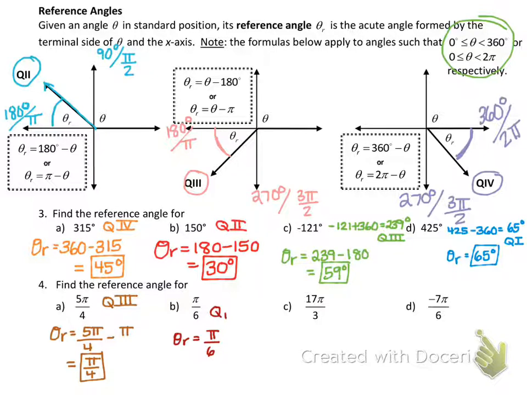17 pi over 3. Well, 17 divided by 3 is more than 2, so we know that we need to find our coterminal angle first. So to do that, we're going to take 17 pi over 3, and we actually have to subtract 2 pi twice to get in between 0 and 2 pi. So this gives us 5 pi over 3, which is in quadrant 4. So now we know that the reference angle is 2 pi minus our 5 pi over 3, which gives us pi over 3.